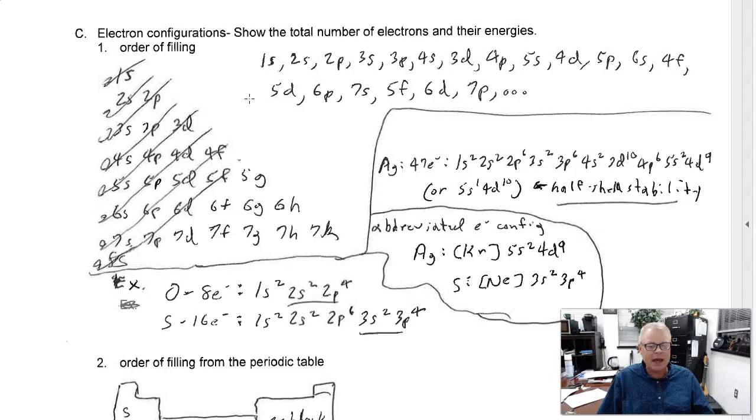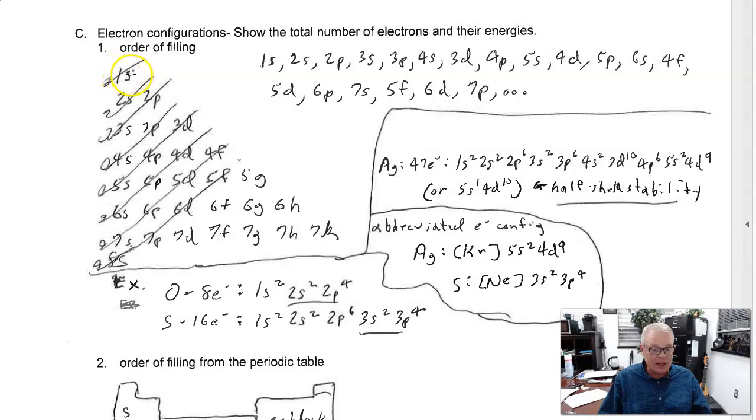So what we need to have is a list of your subshells, from the lowest energy up to the highest energy. And if I can do that, it's just a matter of filling them in. It's pretty simple. All right, so how do I get that? Well, here's one way you can do it. One way is you can make a list of your energy subshells.